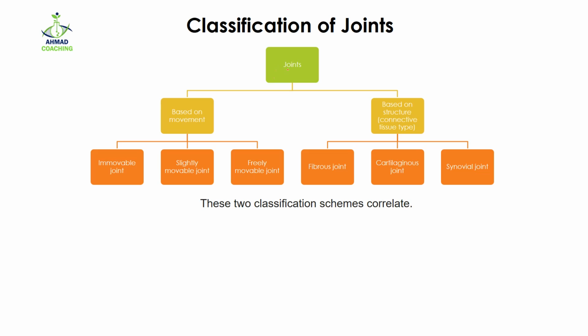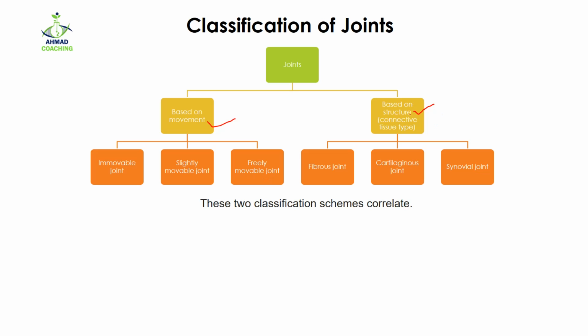The joints are classified based on movement or based on structure. When we talk about structure, we are concerned about the type of connective tissue present there. If we talk about movement, there are three types of joints. The first is immovable joints, which cannot move. Slightly movable joints can move very slightly, while the third type is freely movable joints. It means that they can move freely and help in movement easily.